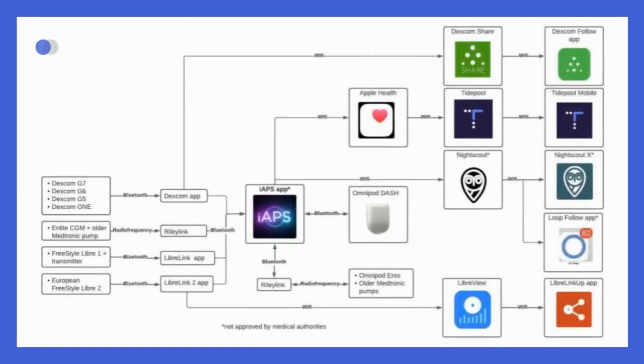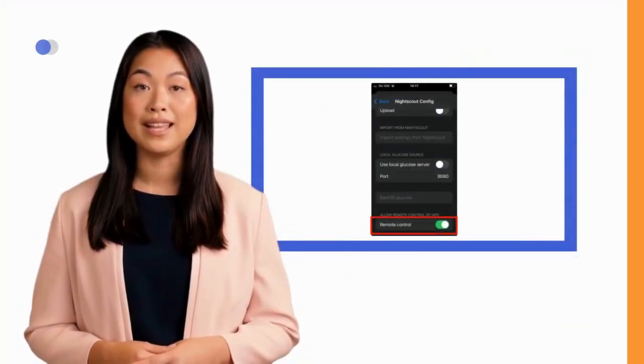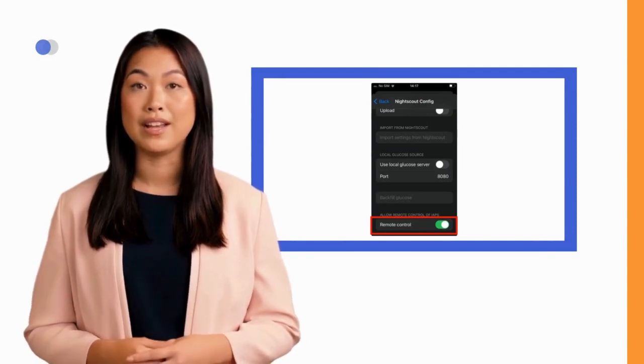Caregivers can even give an insulin bolus, enter carbs, and change the insulin profile remotely via the NightScout website or NightScout app like NightScout X. To be able to use remote care, NightScout has to be set up to use remote commands, and the remote care has to be enabled in the iAPS app.